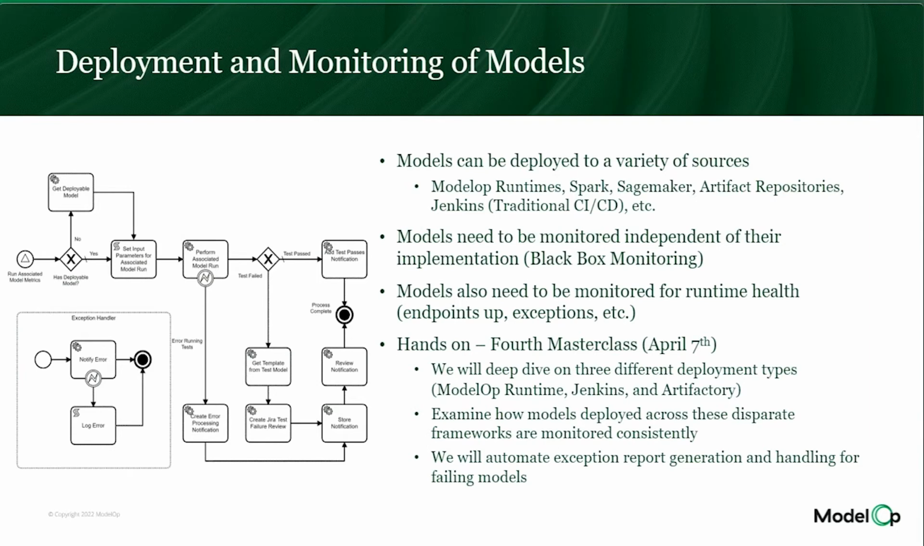So on the fourth and final masterclass, we're going to explore this particular topic more in depth, and we're going to go into 3 different deployment types. We're going to look at how we deploy in a ModelOps runtime to Kafka, where we can monitor a Kafka stream. We're also going to show how you can build a Jenkins job to interact with our system, and our system can launch that Jenkins job and pass you information, and we'll track that Jenkins job and tie it back to the model.